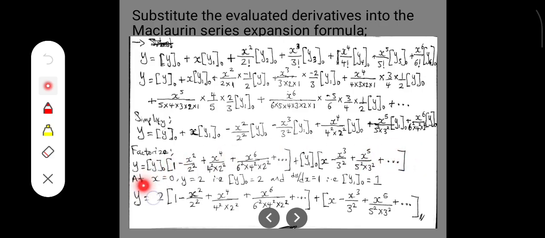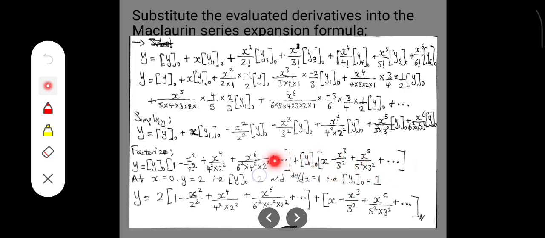Now the question gave us initial conditions, right? At s equal to 0, y is equal to 2. So if y is equal to 2 at s equal to 0, it will be written as y of 0 equals 2. And they also said dy/ds is equal to 1. dy/ds can be written as y subscript 1. So at s equal to 0, it is written as what? y subscript 1 of 0 is equal to 1.